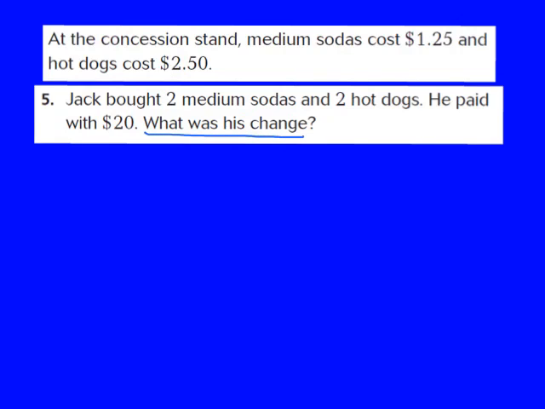Now I also know that Jack bought 2 medium sodas and he also bought 2 hot dogs. So my first step is going to be to calculate the total cost. So I'm going to go back up to the information given and figure out how much each of these items cost.